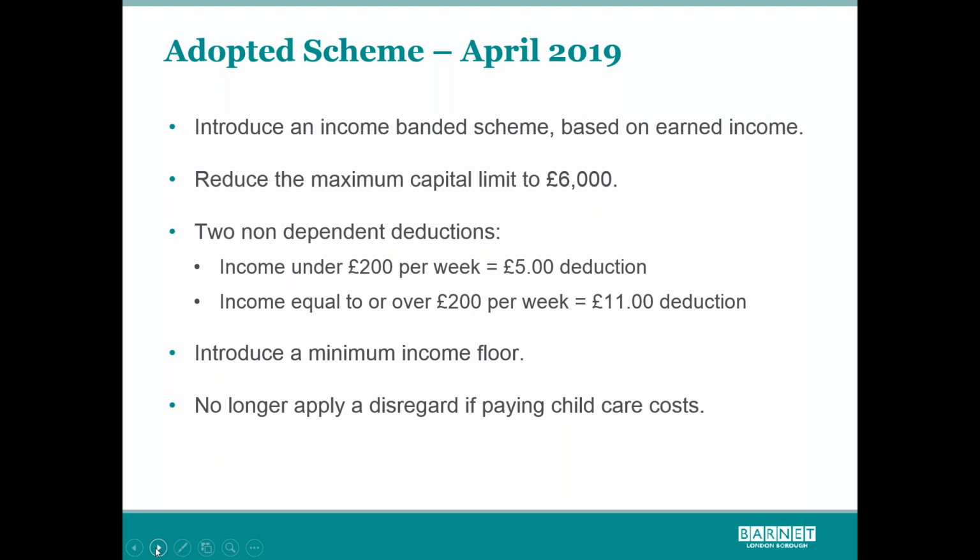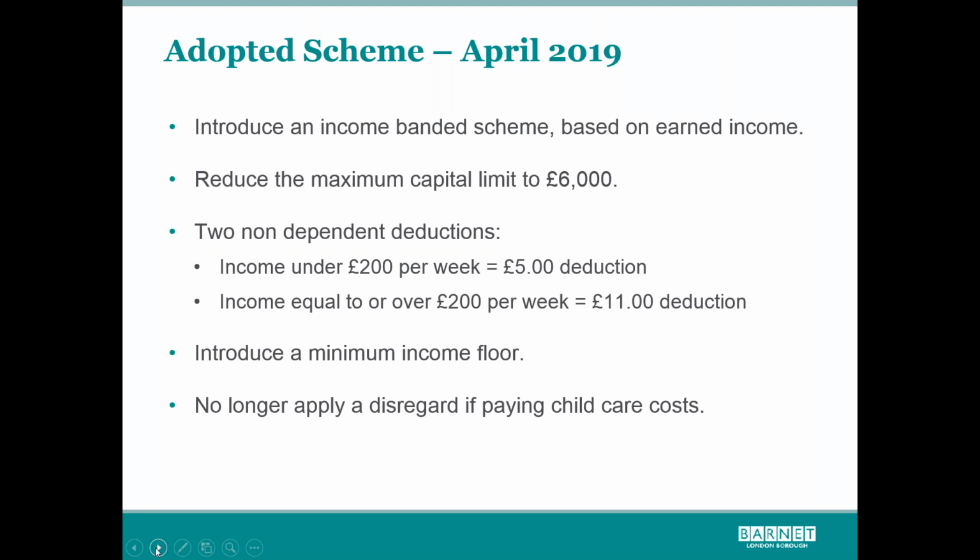It ignores all other income, so tax credits, any elements, universal credit, whatever the customer may be getting, that's all ignored, and all we're looking at is purely the earned income element. We've reduced the capital limit to £6,000, which obviously also got rid of any tariff income calculations.